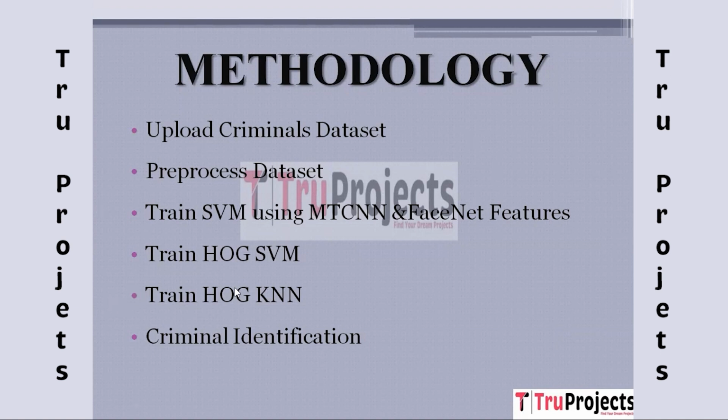The next module is train HOG-KNN. Similar to the HOG-SVM module, the HOG-KNN module applies the HOG feature extraction to the dataset images. However, in this case, a K nearest neighbors (KNN) classifier is trained using the extracted HOG features. KNN is a simple classification algorithm that assigns a label to a data point based on the majority class of its K nearest neighbors. This module assesses the effectiveness of HOG-based KNN in criminal identification.